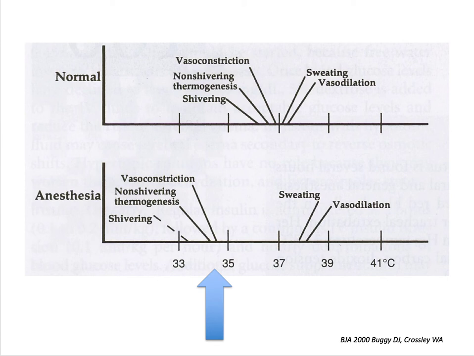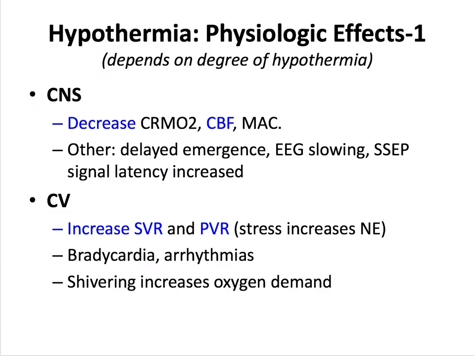And sweating and vasodilation, yes, they're impaired some, but as you probably have seen in patients whose temperature is rising in the operating room, it doesn't take much, and sweat will appear on their forehead, and they can vasodilate. So our anesthetics don't impair the thermoregulatory responses to increases in temperature as much as they do to decreases in temperature. Some physiologic effects of hypothermia next.